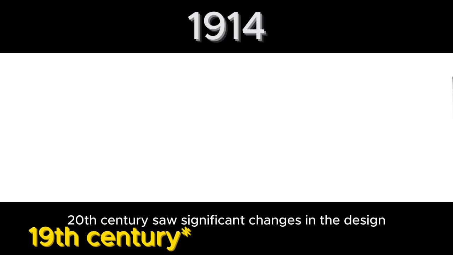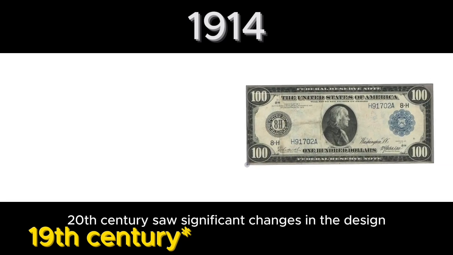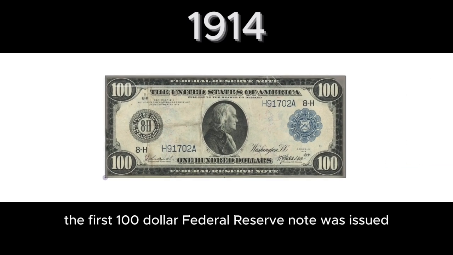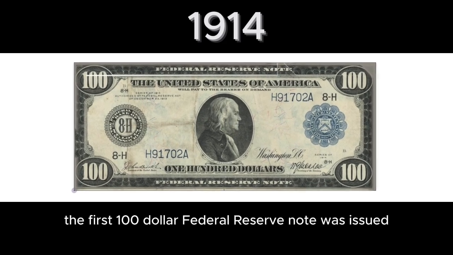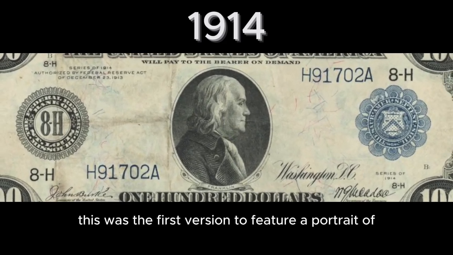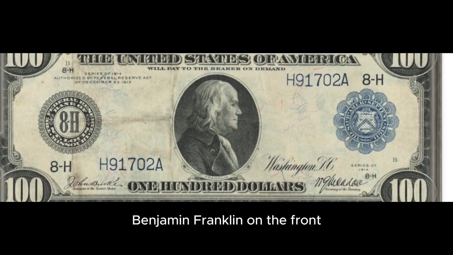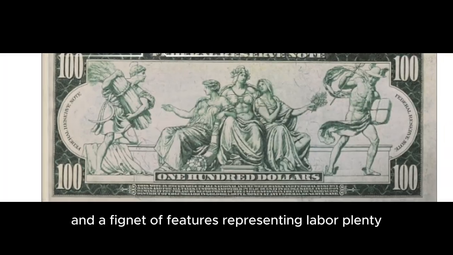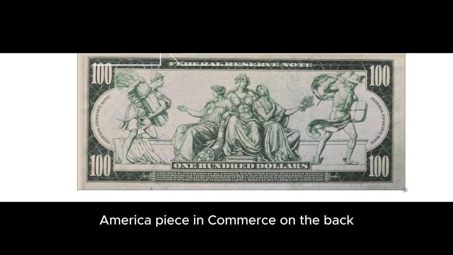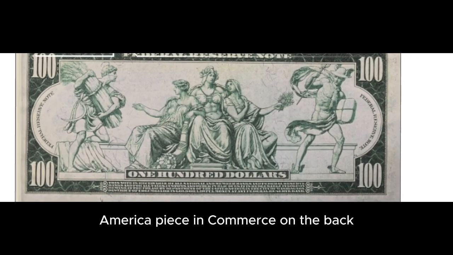The late 20th century saw significant changes in the design and security features of the $100 bill. The first $100 Federal Reserve note was issued. This was the first version to feature a portrait of Benjamin Franklin on the front and a vignette of features representing labor, plenty, America, peace, and commerce on the back.